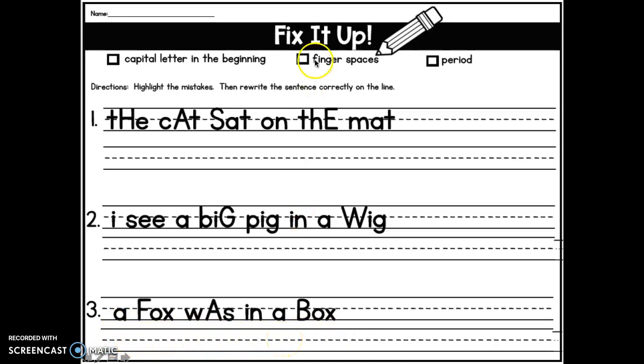Make sure all your sentences have a capital letter in the beginning, finger spaces in between the words, and that special period at the very end.